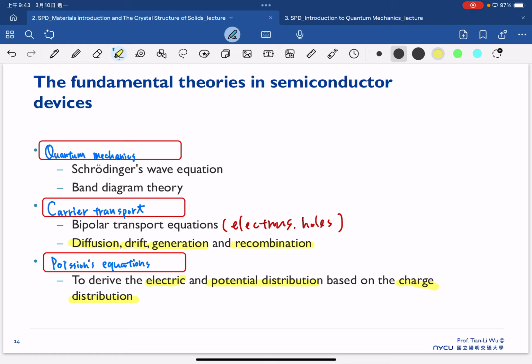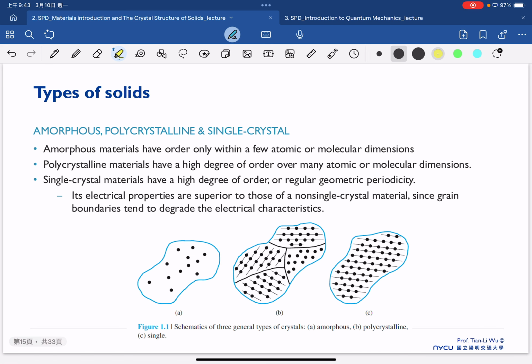So basically, once we understand these three fundamental theories, that's enough for us to face all kinds of semiconductor devices. And also, when we talk about the materials, we have to understand that there are different types of solids here. There are mainly three types of solids. One is amorphous, one is polycrystalline, and the last one is single crystal.